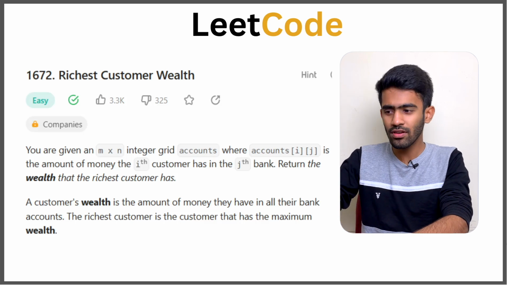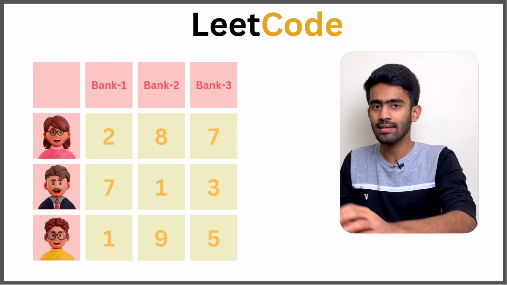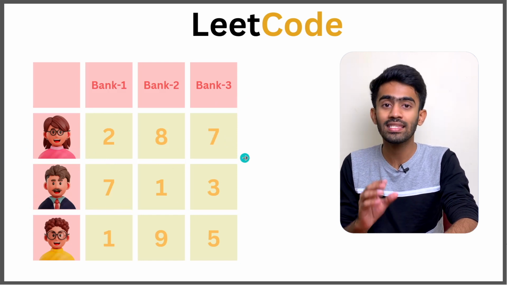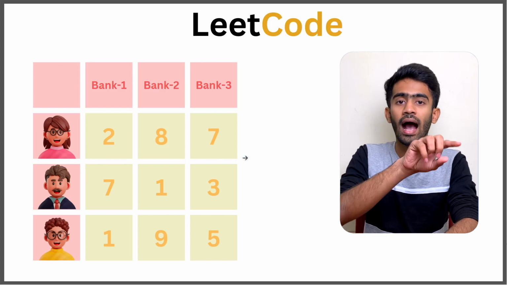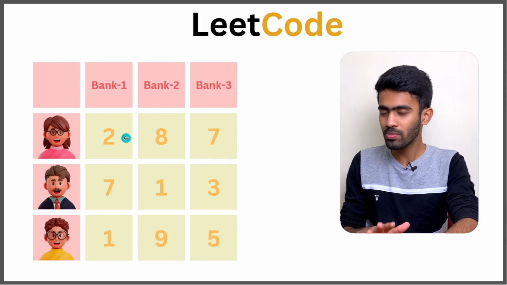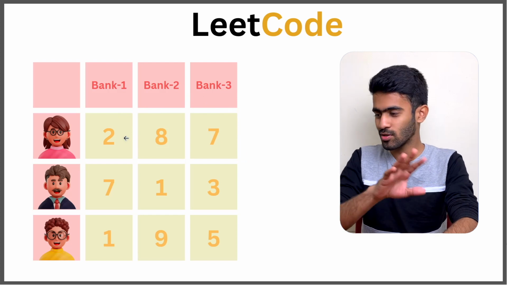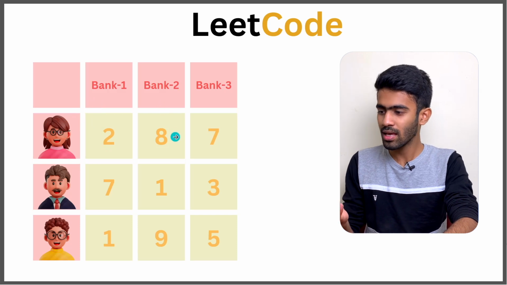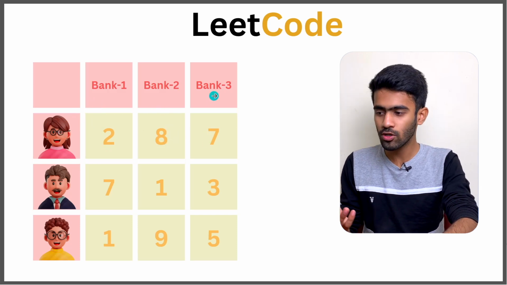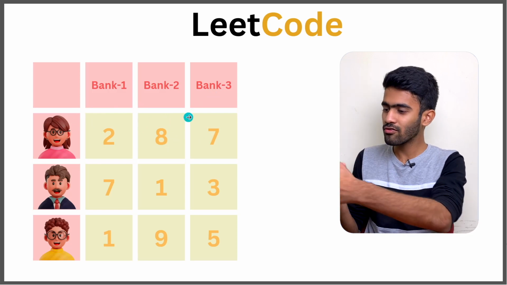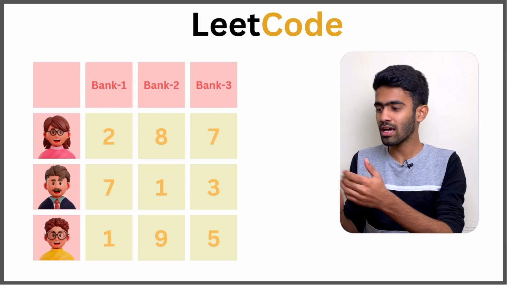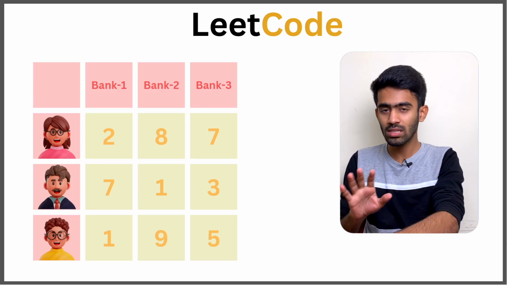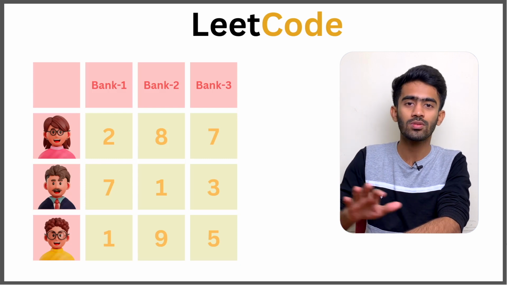I'll give you a sample look at the matrix that is given to us here. The row represents the customer and the column represents the amount present in each of these banks under the customer's name. It could be 2 rupees, 2000 rupees or 2 lakh rupees, whatever you wish. So 2 units of money is present in bank 1 for this person, 8 under bank 2 and 7 under bank 3. Similarly, for each of these customers, we have these many units of money in each of these banks. This is the matrix that is given to us, and its name is accounts.